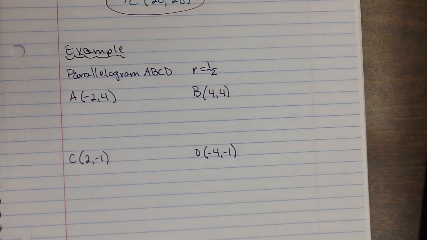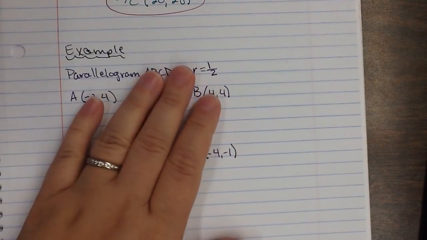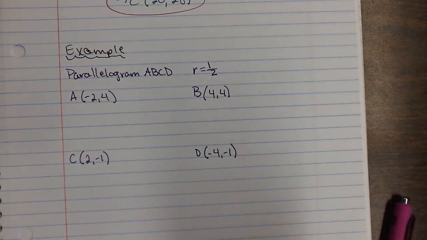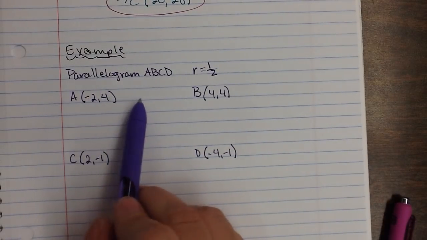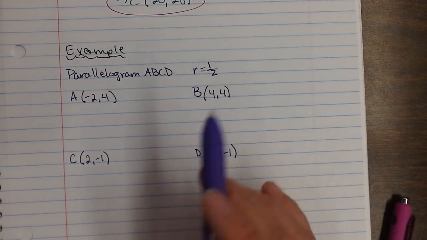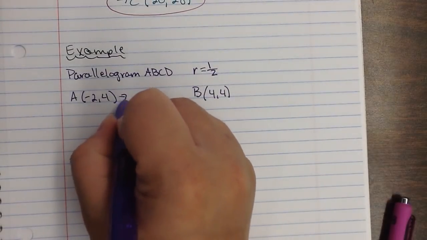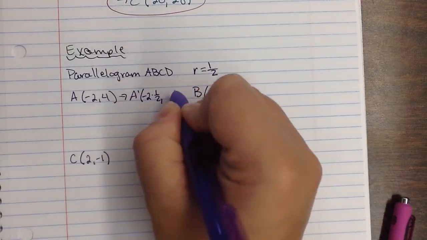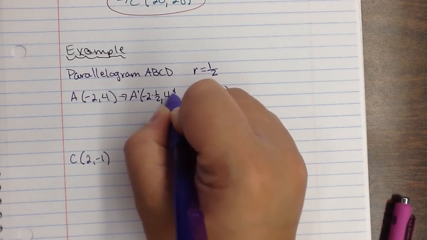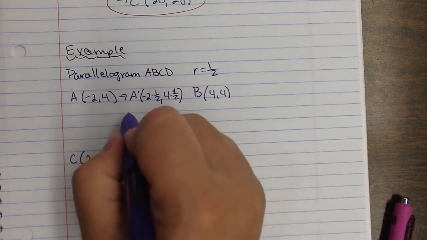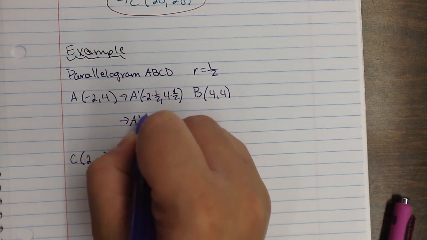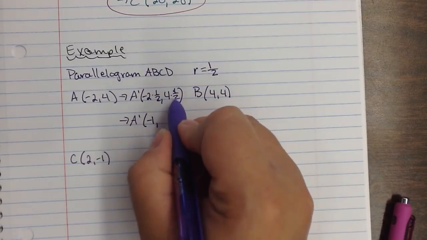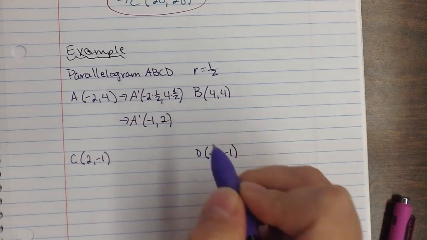And then we're going to do another one. We have parallelogram ABCD, and we're going to dilate it by a scale factor of 1/2. So here we are. Okay, so we have our points, and we need to find the new points, the image. So A prime would be at -2 times 1/2 and 4 times 1/2. I didn't write them far enough apart. So A prime, half of -2 is -1. Half of 4 is 2.